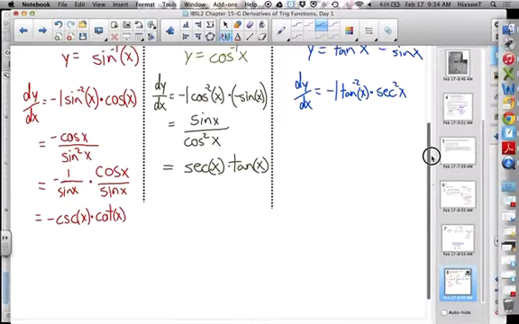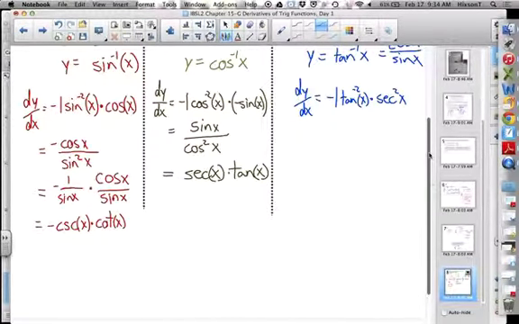And then we had this one here where you could have written this one a couple of different ways. But either way you do it, we're going to have a negative secant squared x over tangent squared x. Now the simplifying on this one isn't quite as obvious.